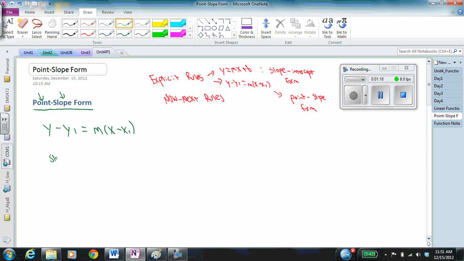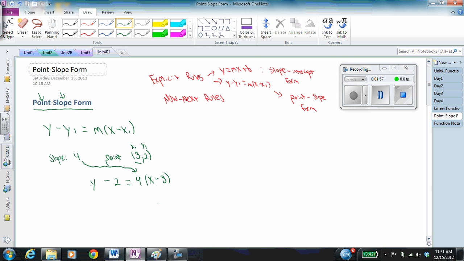So let's say the slope is 4, and we don't want a y-intercept this time, we want a point. And the point is 3, 2. Points are always x, y, so this is going to be our x1, y1. So it's going to be y minus 2 equals the slope, which is 4, going in for m, times x minus x1, which is 3. So that would be point-slope form of that linear function.